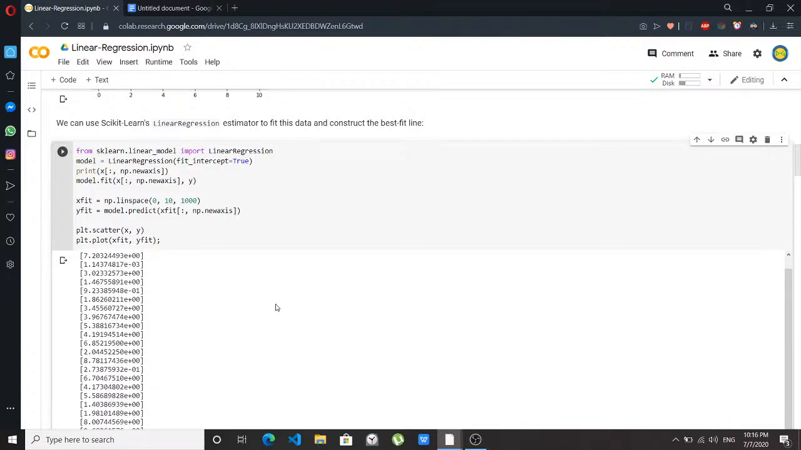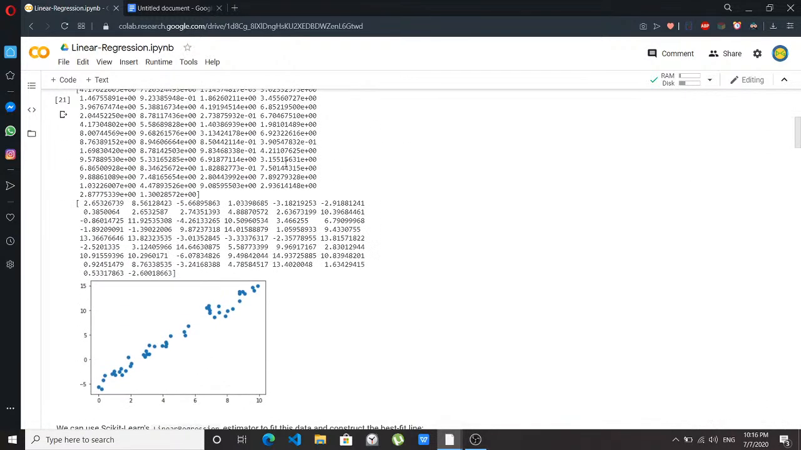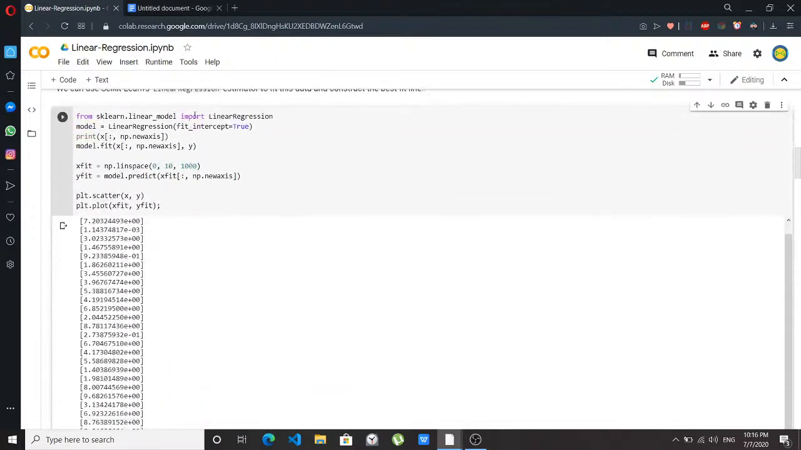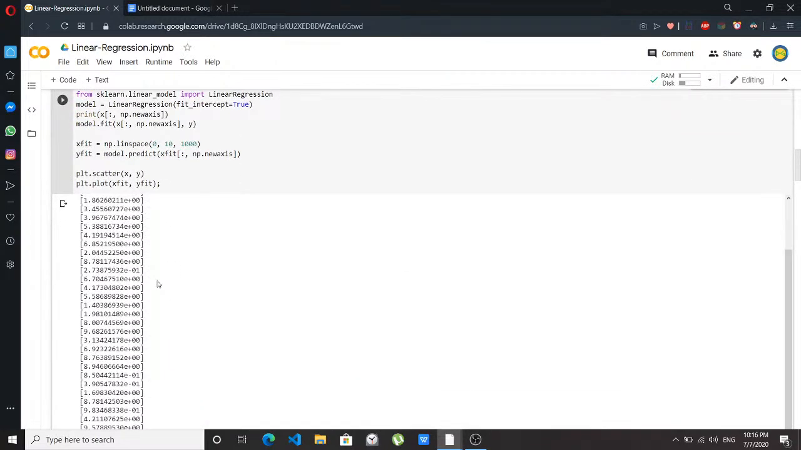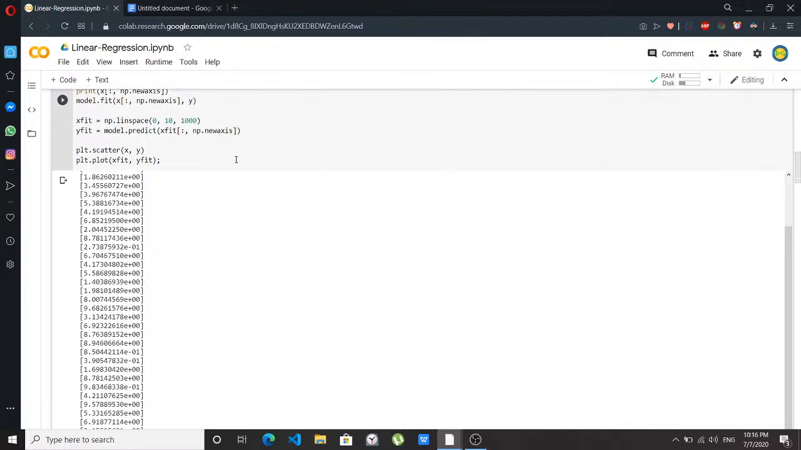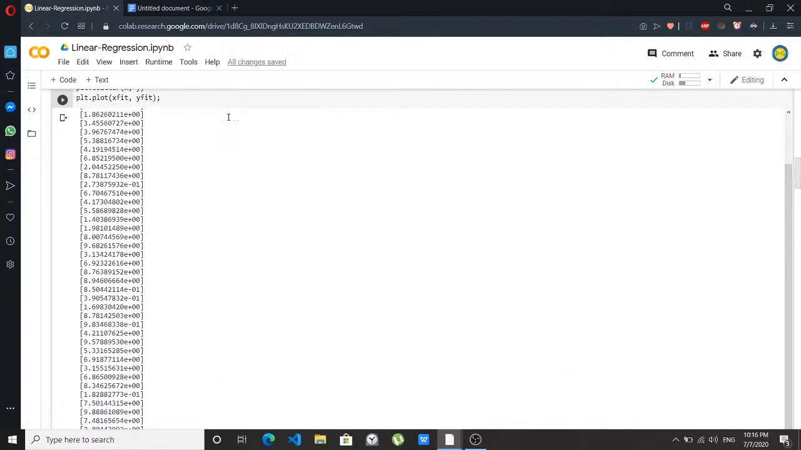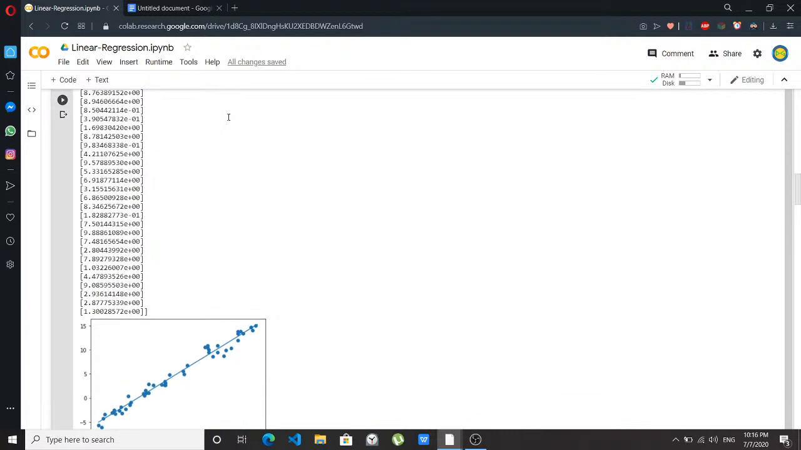As you can see in the above data, this is the x value. It is now converted into a column vector, and as I told you, model.fit needs the x value to be passed as a 2D vector, so we have to convert it like this, from a row vector into a column vector.